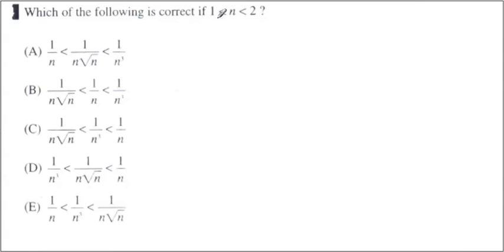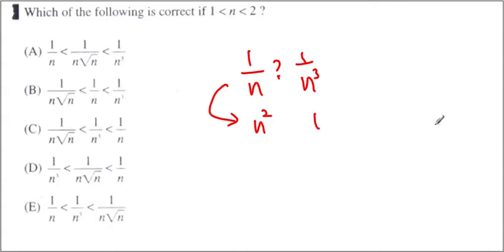Now n is between 1 and 2. Then we are looking at 1 over n, 1 over n radical n, and 1 over n cubed. Those are the 3 things that we have. Let's see what happens. One thing we realize is, when you compare 1 over n versus 1 over n cubed, we can multiply each side by n cubed. Then this becomes, since we have a question mark, n squared, and then 1 is what we have. That's by multiplying each side by n cubed.